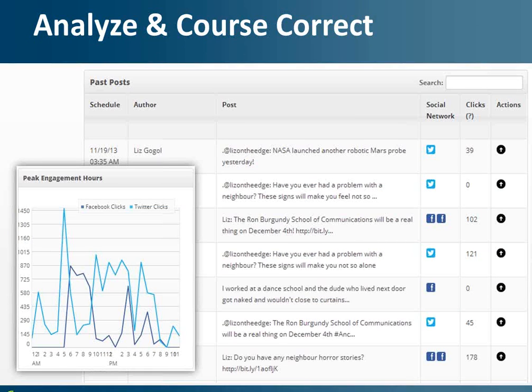By monitoring and analyzing posts as you go, you're able to course correct. There are third-party services available that can let you track your individual posts for insights on what type of content engages your audience the most. You can also track peak engagement hours to determine when you should be more active and when you should post your highest quality content. There are guides out there that say the best time to post to Facebook is, and the best time to post to Twitter is.